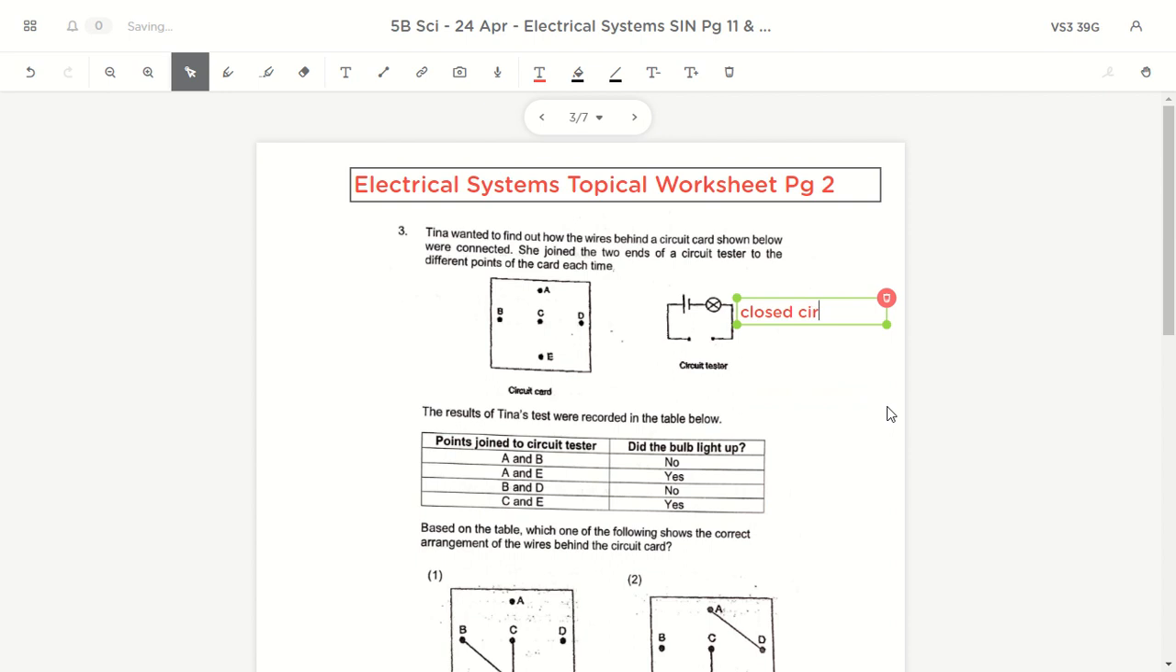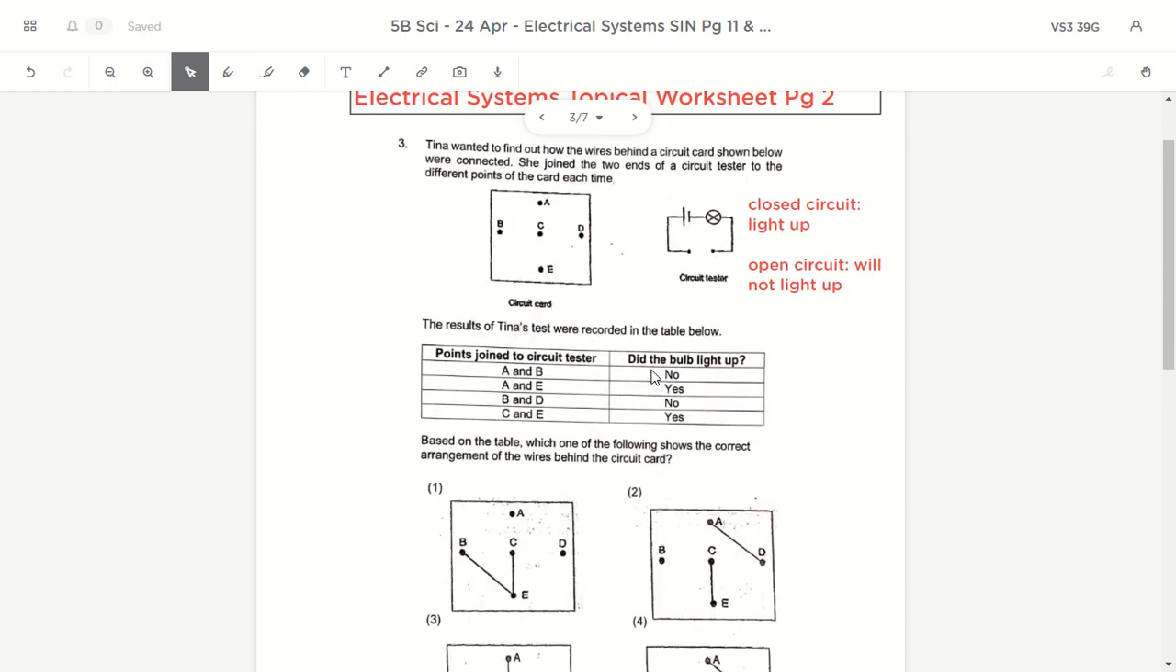If it's a closed circuit, it will light up. And if it's an open circuit, it will not light up. The bulb will not light up. Okay, so with that understanding given, you will realize the result is as such.